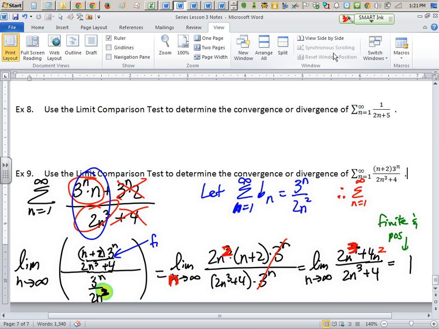the sum from n equals infinity of (n plus 2) times 3 to the n over 2n cubed plus 4 is convergent also? Or divergent also? That's a good question. The b sub n we chose is a little more complicated than usual. I think it's easy to tell if this blue function is divergent or convergent. Look carefully at it.